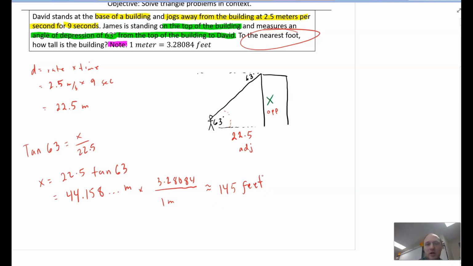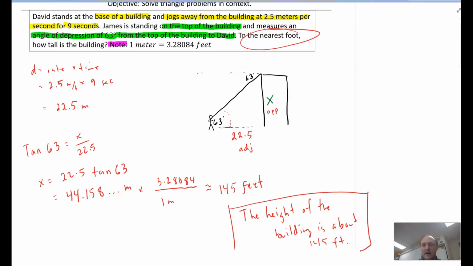Okay, so what is our conclusion? Well, our conclusion is the height of the building is about 145 feet tall. And there you have it.